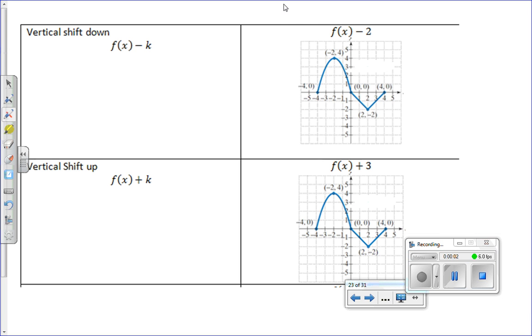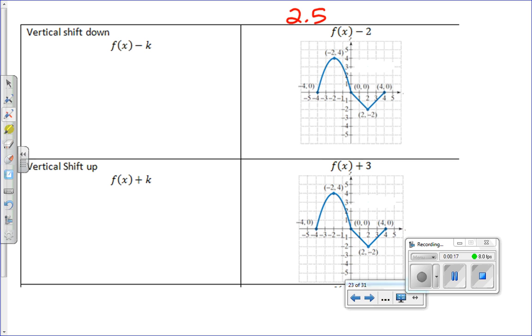All right, this is section 2.5 out of your Math 120 textbook. It's about transforming functions and reshaping those with how we change the formula. So what we're going to do here is talk about vertical shifts.